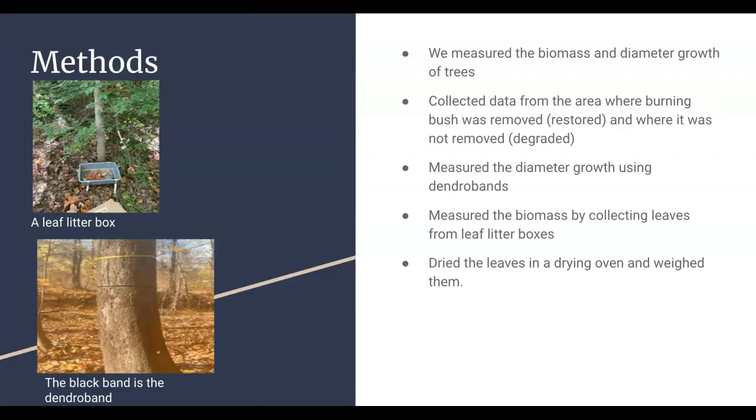And to measure the biomass, we would collect leaves from leaf litter boxes, and these boxes were placed under the trees, as well as the dendrobands, by Amber Stearns, who did her senior honors project on the same subject last year. After we collected the leaves from the leaf litter boxes, we would put them in a drying oven for about a day. Once they were dry, we'd weigh them, and that is how we got the total biomass for both of the areas.